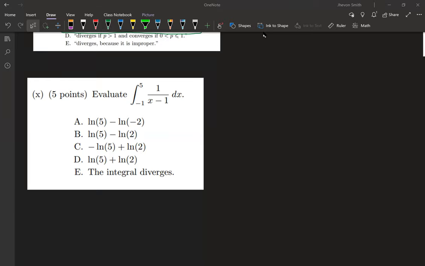Let's see here. Yeah, right off the bat, A, no, can't have a negative inside a log. So that's right off the bat, A is out of the running. So that's one thing. Second of all, this might be something that you can gloss over and not realize it's an improper integral, but they had the integral diverges here, which makes me even start really looking now. Notice that this is improper.